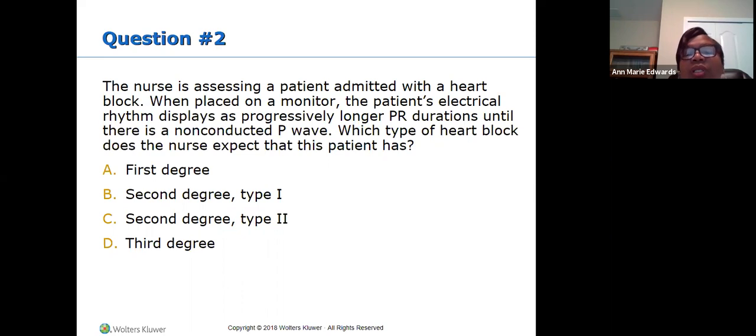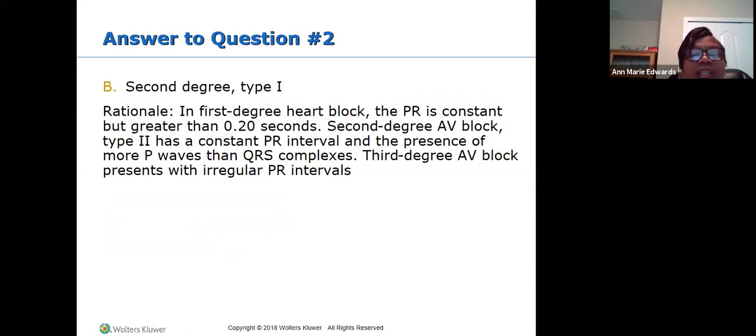When placed on a monitor, the patient's electrical rhythm displays as progressively longer PR durations until there is a non-conducted P wave. Which type of heart block does the nurse expect this patient to have, or that this patient is having? Did you say second degree type 1? If so, you are correct.